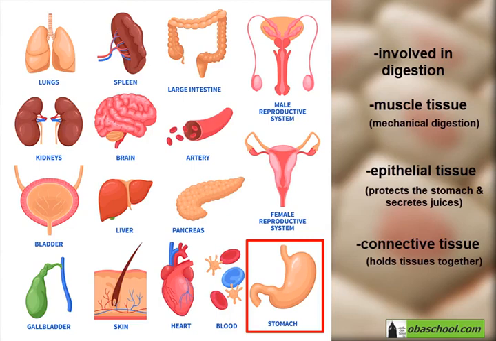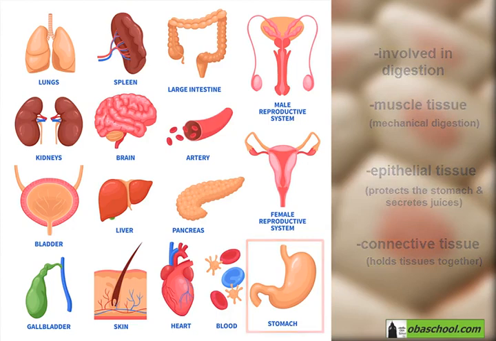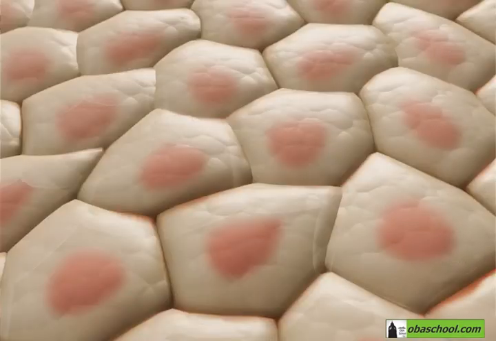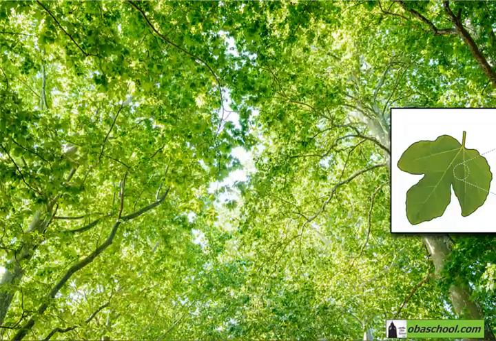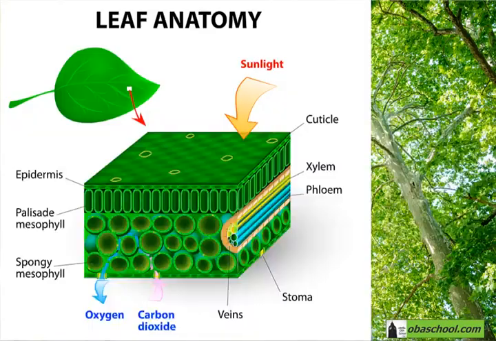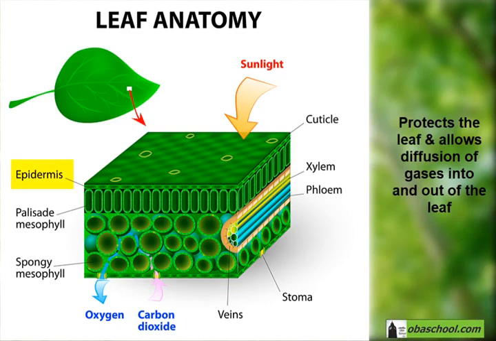These are different types of tissues that come together to perform the function of digesting certain types of food in the organ that is the stomach. That is in animals. In plants, the leaf is an organ, and it is made up of the following tissues. There is an epidermis, or epidermal tissue, that protects the leaf and allows the diffusion of gases into and out of the leaf.